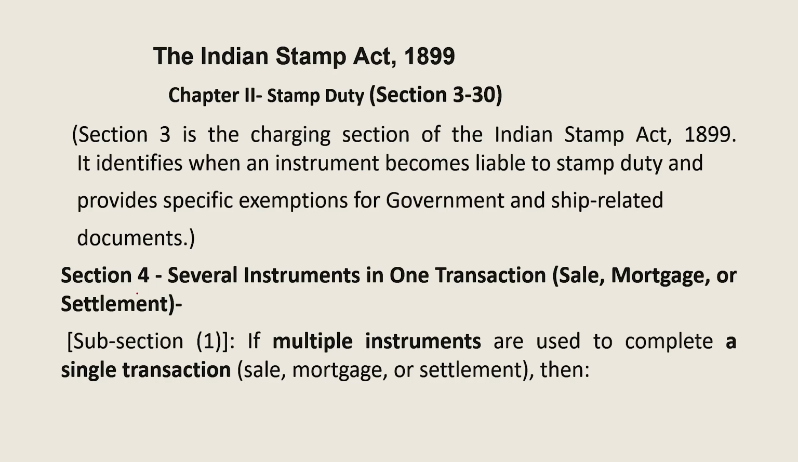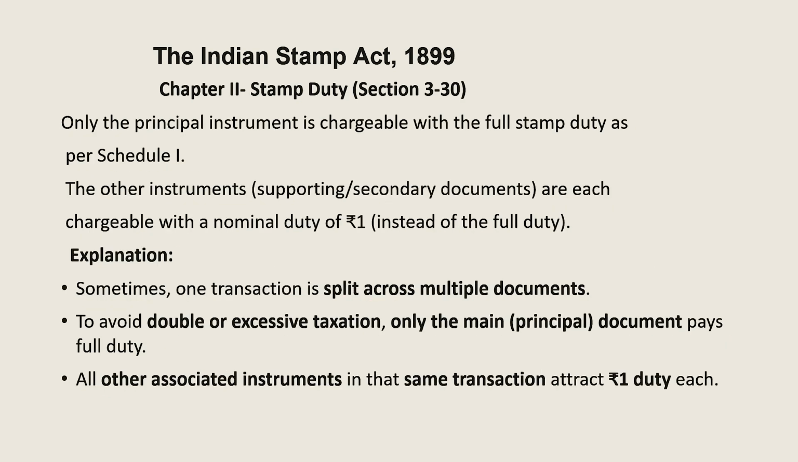Now, so far as section 4 is concerned, several documents in one transaction. Let us give a reading to subsection 1. If multiple instruments are used to complete a single transaction, meaning sale, mortgage, settlement, then there are multiple instruments, but they are used to complete a single transaction. So instruments are multiple, but the transaction is single. So only the principal instrument is chargeable with the full stamp duty as per Schedule 1. The other instruments, the supporting or secondary instruments, are chargeable with a very nominal duty of ₹1 instead of the full duty.